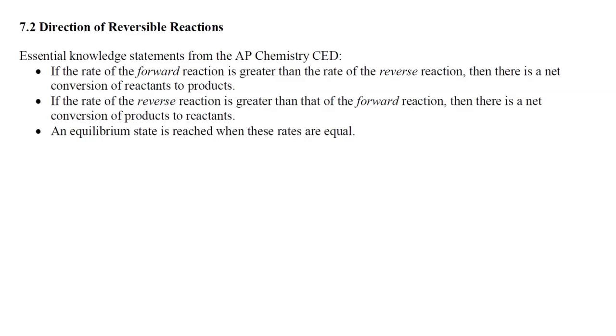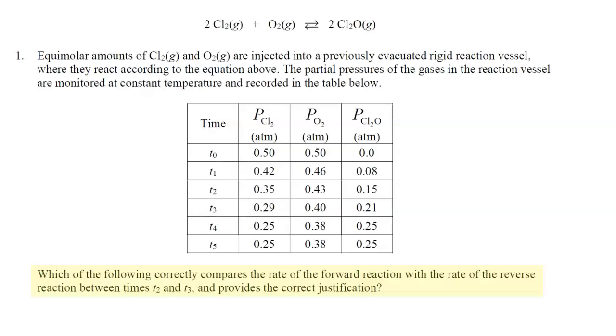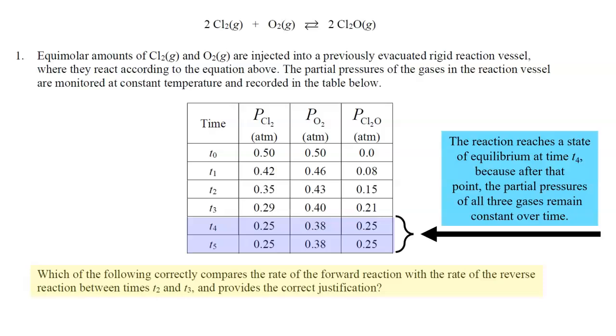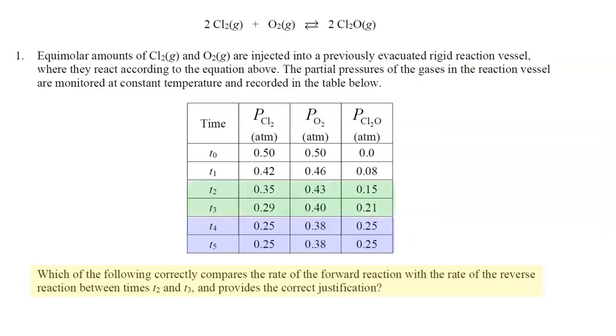So now let's go back and take a look at the data table in question 1. We can see at the end of this data table between times T4 and T5, the partial pressures of all three substances no longer change. So the reaction reaches a state of equilibrium at time T4, because after that point, the partial pressures of all three gases remain constant over time. But this question is focusing on the time period between T2 and T3.